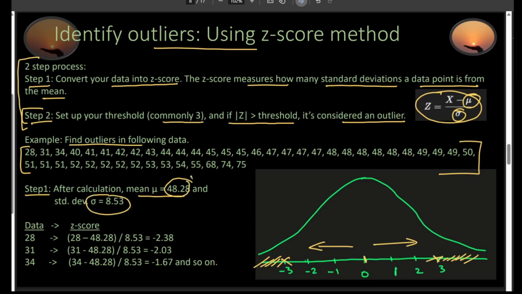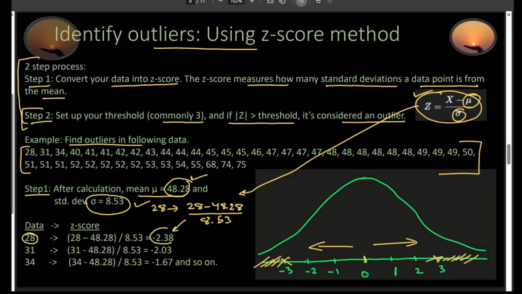Once you know your mean value and your standard deviation, you can find your z-score using this formula. Let's calculate this one, 28. Convert 28 into a z-score: 28 minus your mean value, 48.28, and then divide by your standard deviation. The answer is minus 2.38.